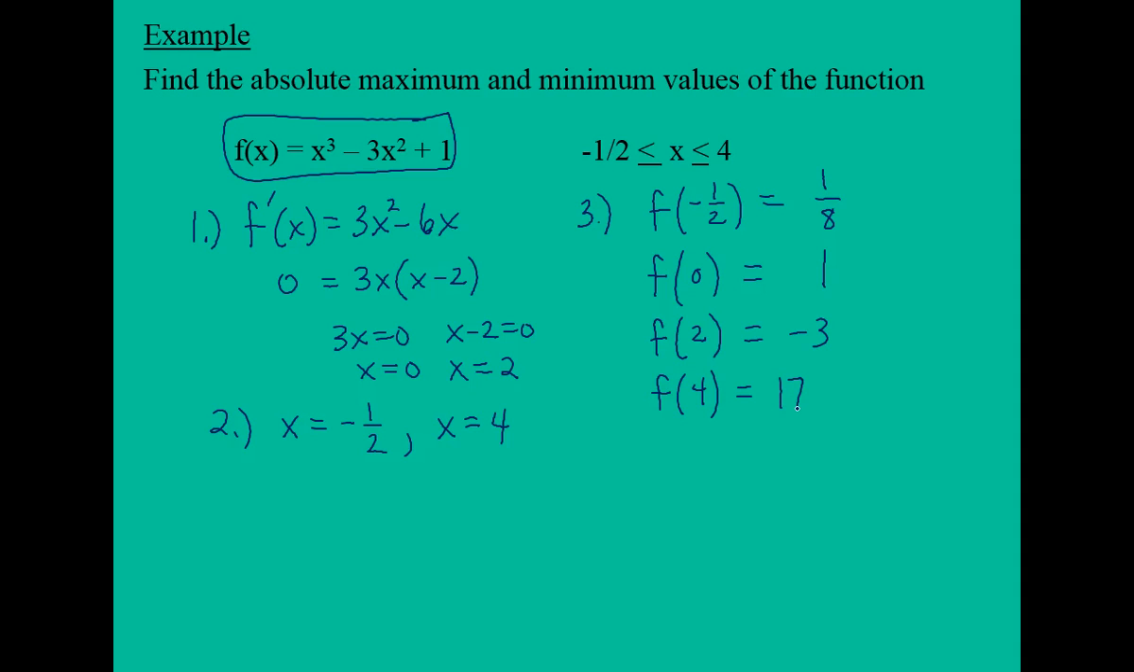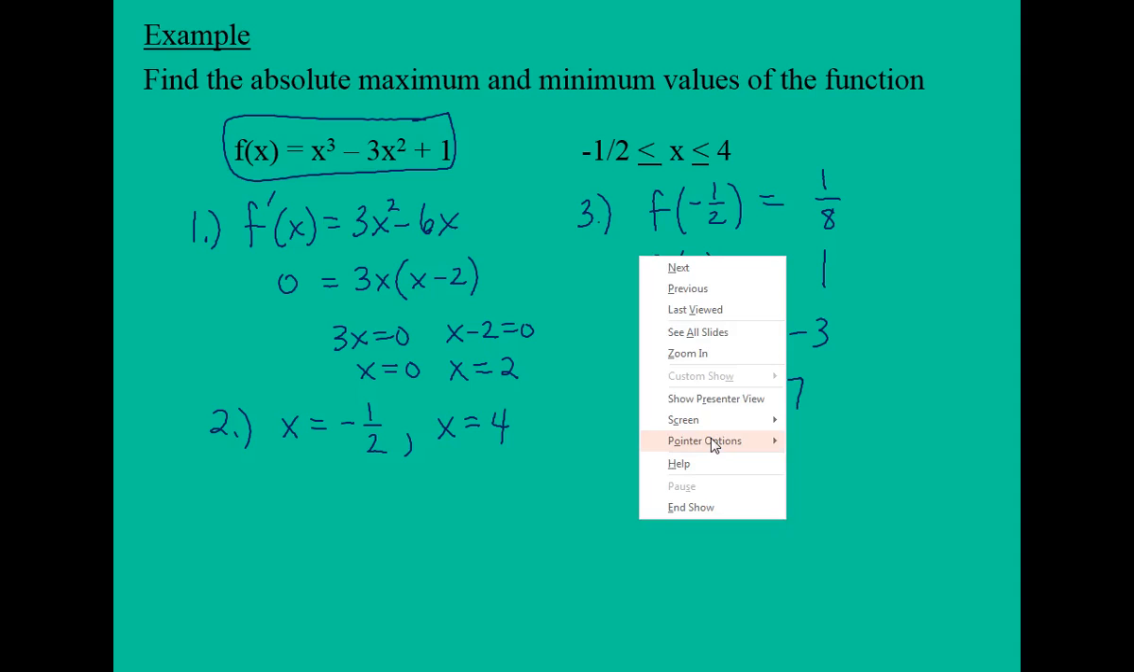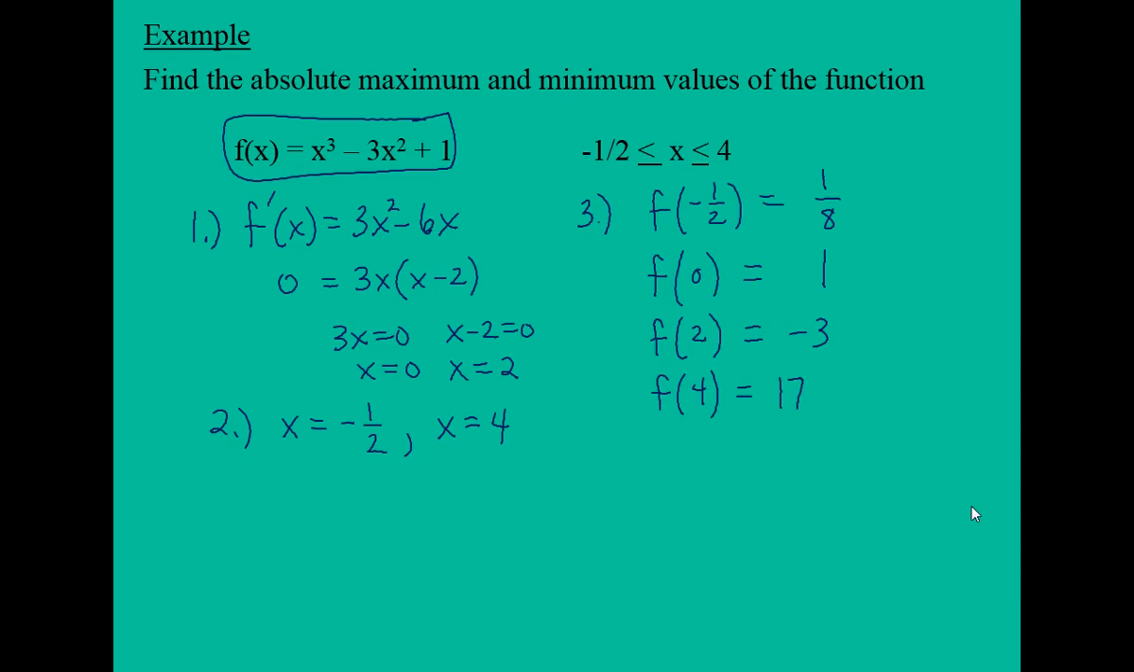The largest value is 17. So that is our absolute maximum on this interval. And now we're going to look for the smallest value, which is -3. So this would be our absolute minimum value on this interval. So that's the closed interval method.